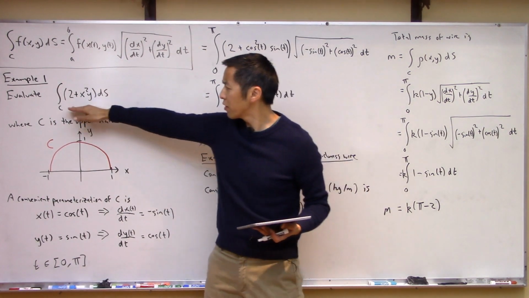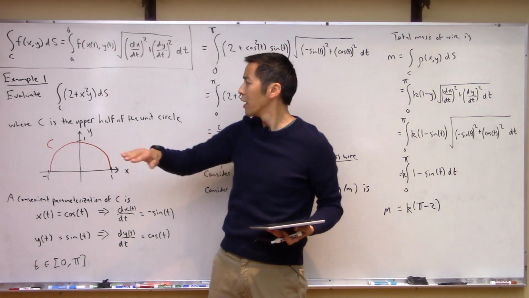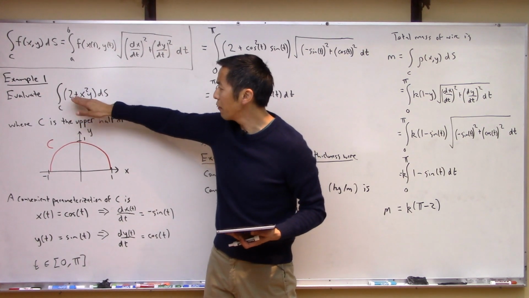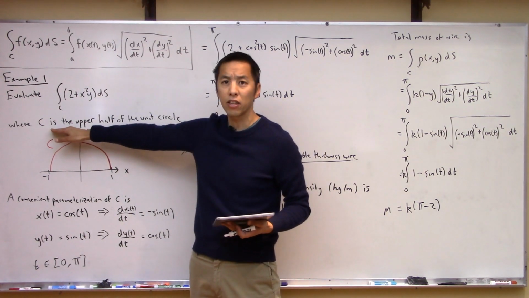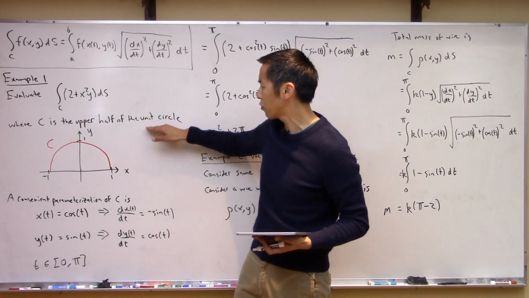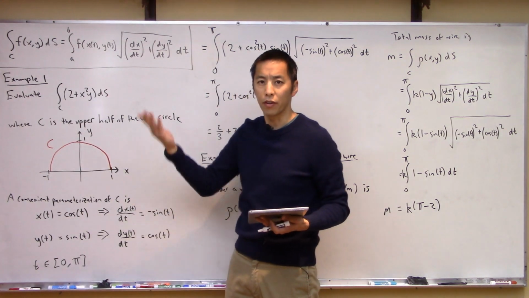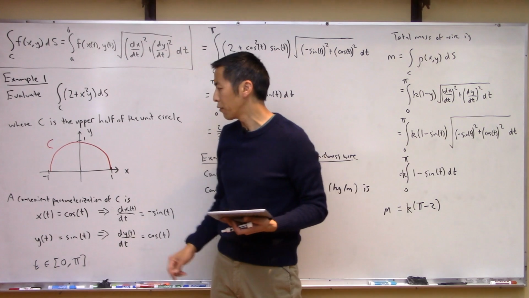Here, let's consider this function, 2 plus x squared y. This is the surface that's lying over the xy plane, and we want to evaluate the surface along this curve C. The curve C that I'd like to consider is the upper half of the unit circle, which I've drawn here in red. It's just half of a unit circle on the top. So I want to evaluate this function over this red curve.